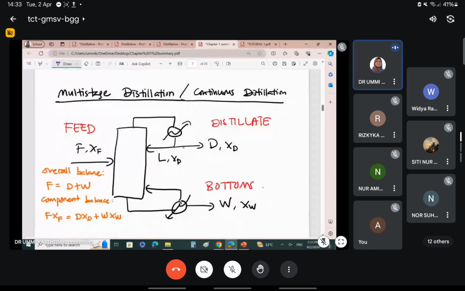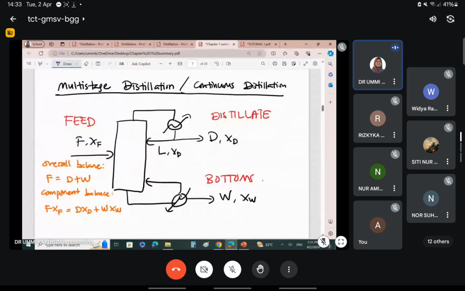Okay, so for continuous distillation, dia ada stages dalam dia. That's why you kena determine the number of stages. Alright, ada feed masuk. Feed can be in liquid phase ataupun vapor phase. Tapi biasa kita akan belajar feed in liquid phase. Feed in liquid phase is the composition of component A in the feed.